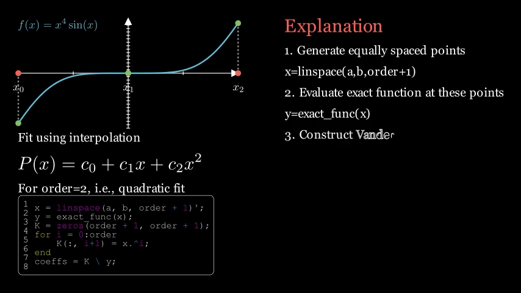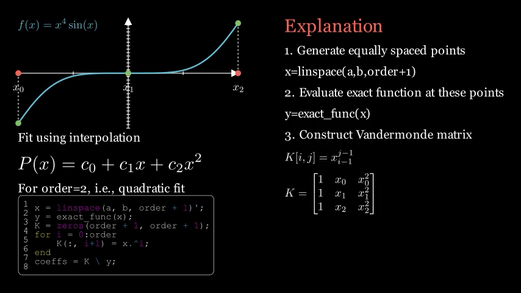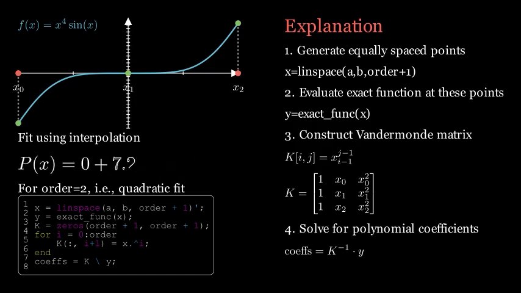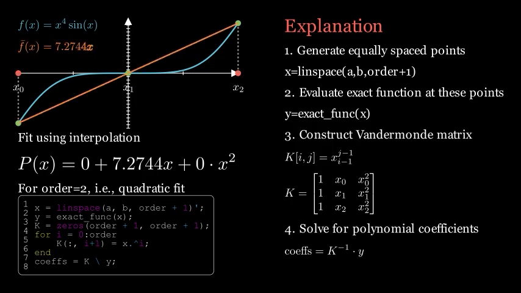Now we construct the famous Vandermonde matrix. This is nothing but the coefficients multiplied by the monomials written in a matrix form. Now finally we invert this matrix and multiply it by y to get our final coefficients. So after doing this for this certain problem, we get p of x equals 0 plus 7.2744x plus 0x squared. So our f bar x becomes 7.2744x.